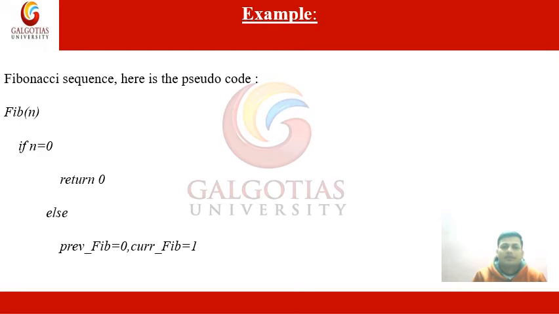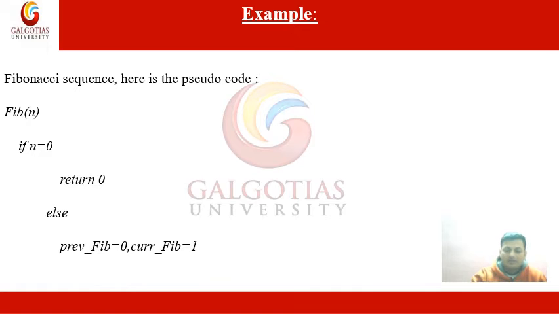Next example of dynamic programming problems or dynamic algorithms is the Fibonacci sequence or Fibonacci series. So here is the pseudocode or the simple programming statements. That is, fib(n) means Fibonacci of n. If n equals 0, then it will return 0. Else, what will it return? It will set previous Fibonacci equal to 0 and current Fibonacci equal to 1.